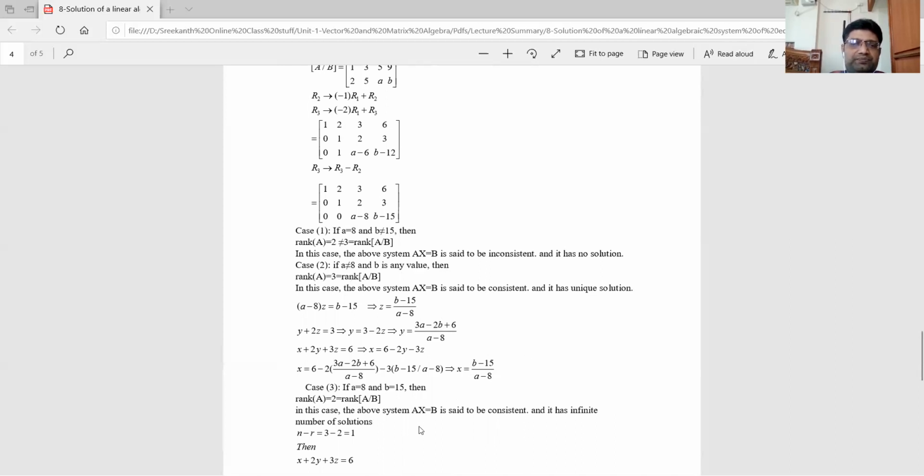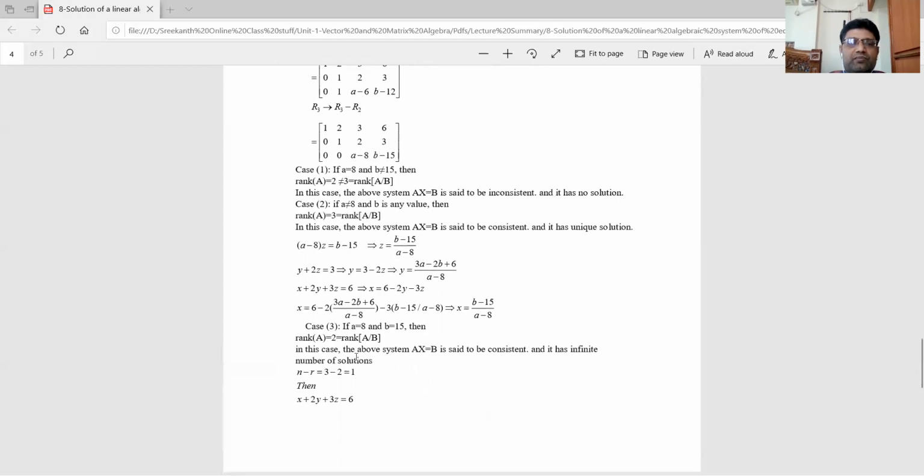Case 3. If A equals 8 and B equals 15, then what happens? The rank of the coefficient matrix is 2, the rank of the augmented matrix is also 2, but it is less than the number of unknowns, which is 3. Therefore, the system is consistent, but it will have infinite number of solutions. In terms of how many constants? N minus R constants. What is N? 3. Rank is 2. So 1 constant. So that is written here, 1 constant.